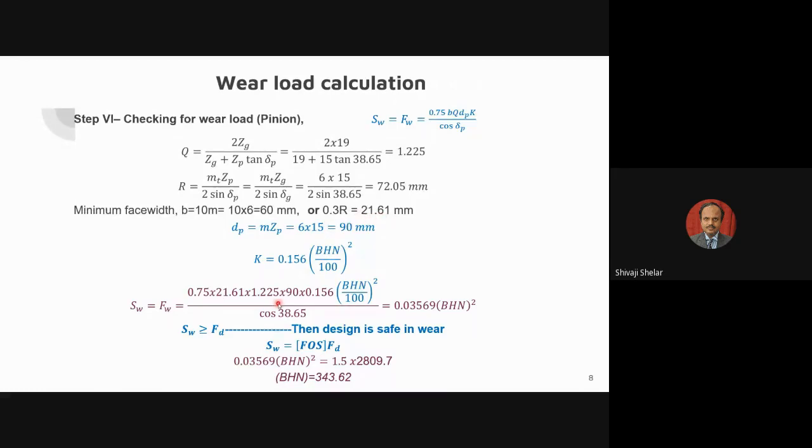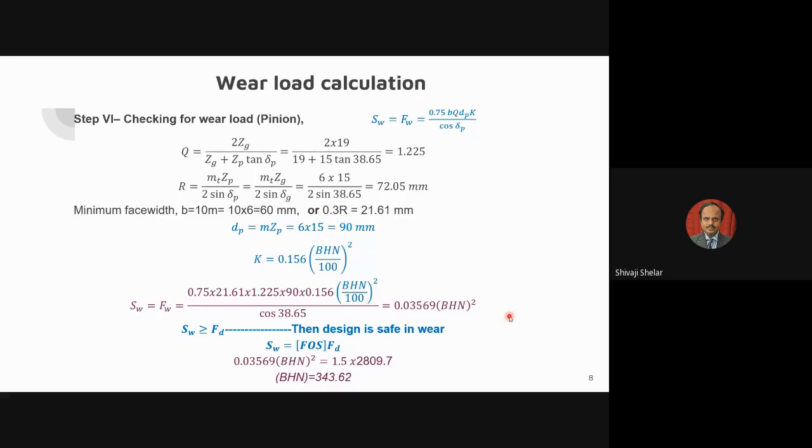Then ratio factor Q. Then we have the pinion diameter dp, 90 mm, and then your load stress factor K in terms of BHN, that is 0.156 into BHN by 100 squared, upon cross delta P. So when you do the calculation, BHN is unknown, so BHN square will remain as it is, and the remaining coefficient will come as 0.03569, which will come in terms of Newton.